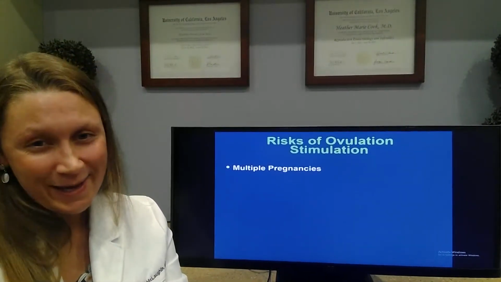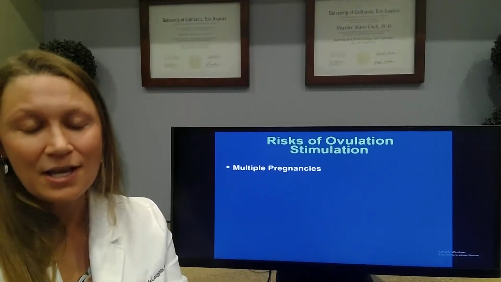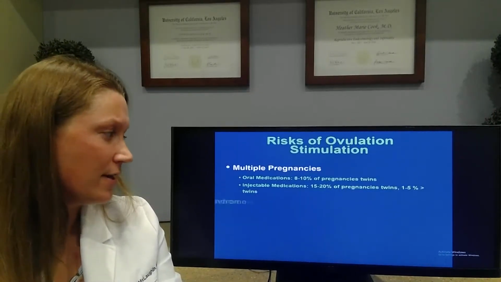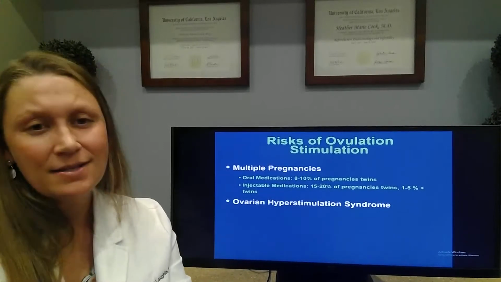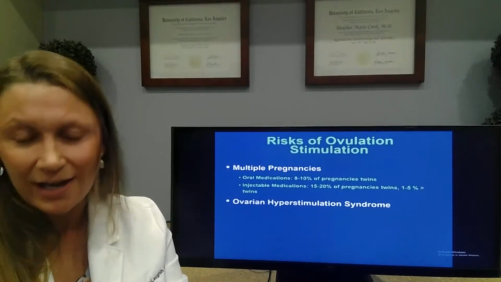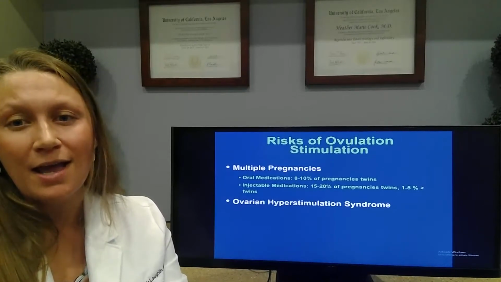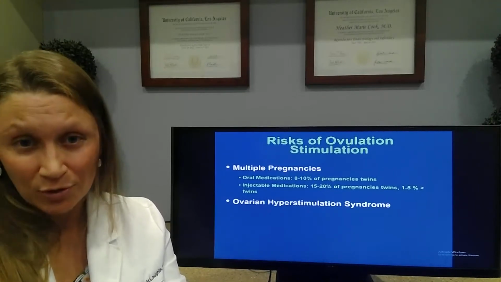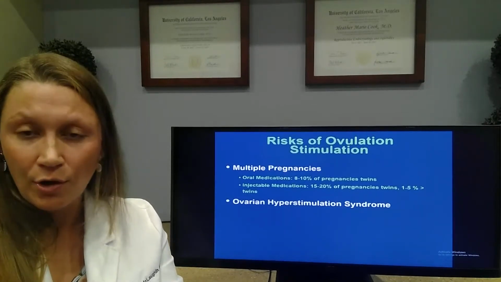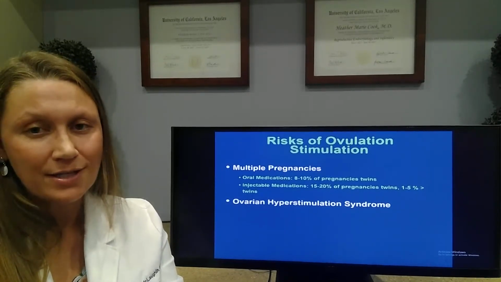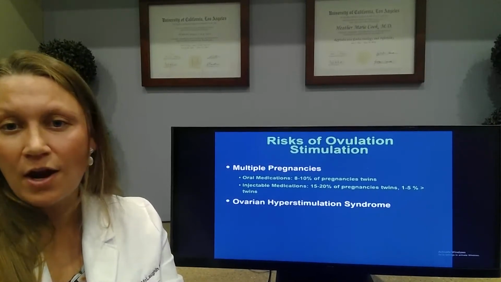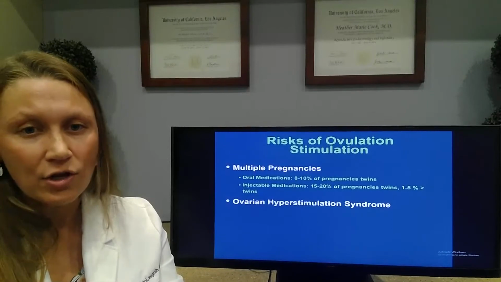When we do anything, it's important to think about the risks. So, the main risk to know about with ovarian stimulation is multiple pregnancies. We are intentionally getting you to ovulate more than one egg, and with that comes a risk of multiples. When we use a medicine by mouth, the Clomid or letrozole, generally that risk is approximately 10%. Most of the time, that is twins. Very, very rarely is it anything higher than twins.